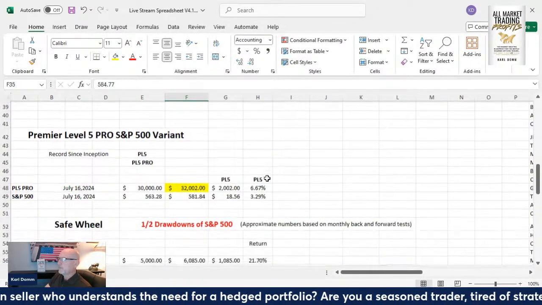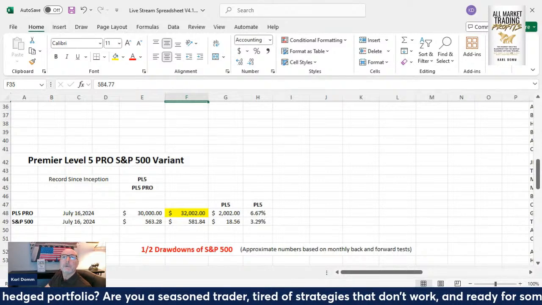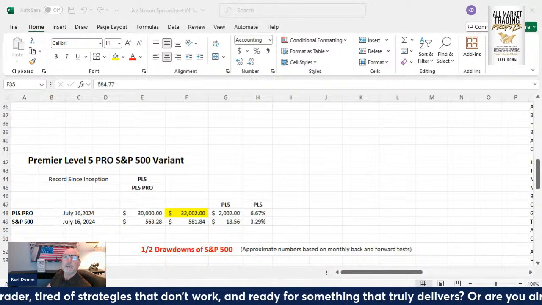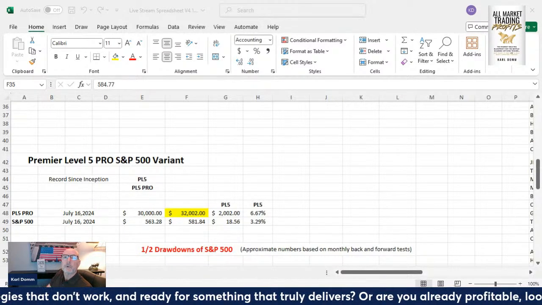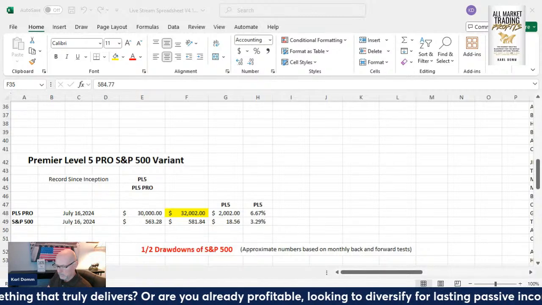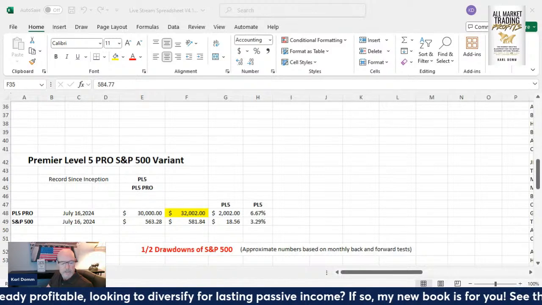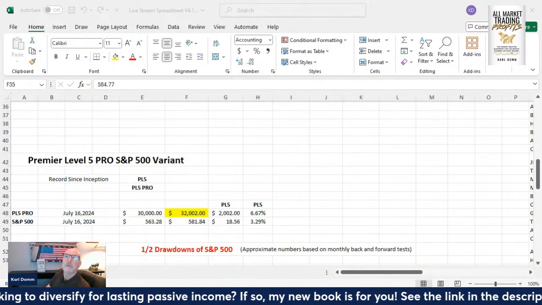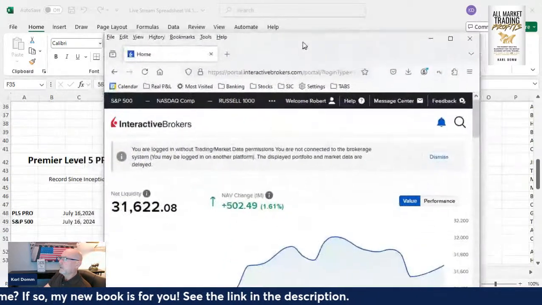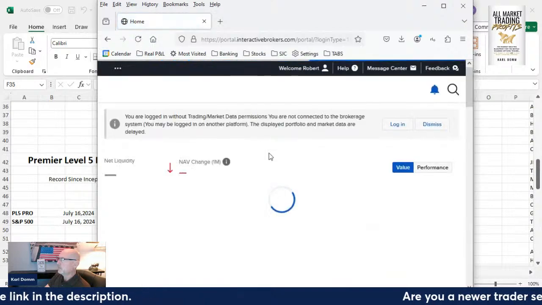Let's talk about the PL5 Pro S&P variant, right? So there's a variant here. I'm going to log into my account over here because I trade this one with Interactive Brokers because the commissions are really good. This is only a $30,000 account, so commissions are a major factor with an account this size. So I decided to trade in Interactive Brokers. Okay, and here is the account. I'll refresh it just to show that it's real numbers.